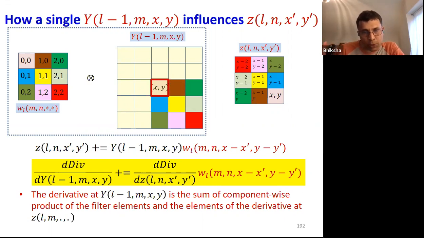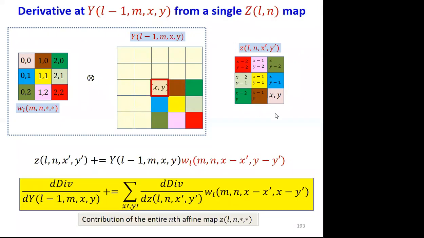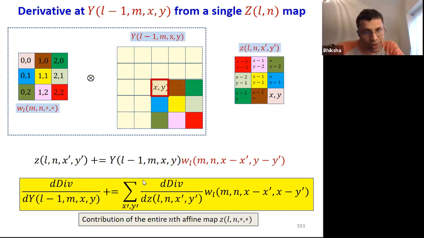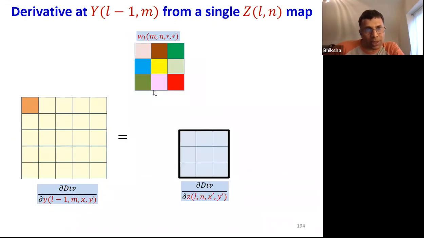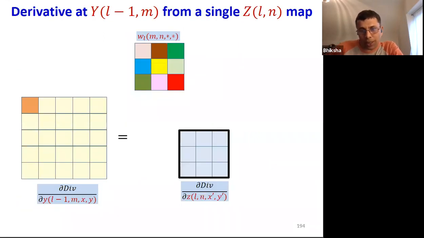Did you guys get this visualization? Yes, right? So again, this is the equation, right? That's literally what this equation says, that you're flipping the filter and putting it with the bottom right corner at the location where you want to compute the derivative. So this is true for any xy, right? So this is exactly how the derivative is going to be computed.